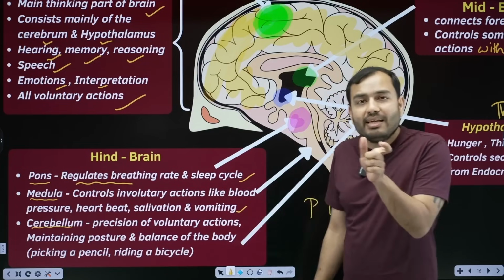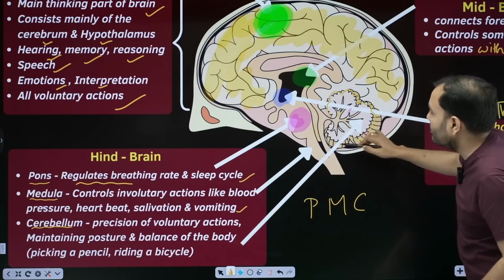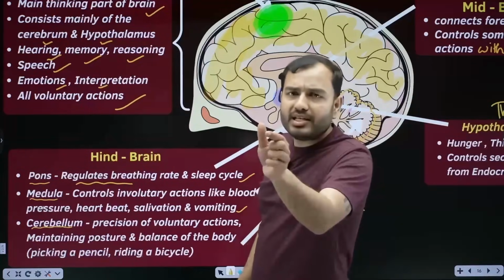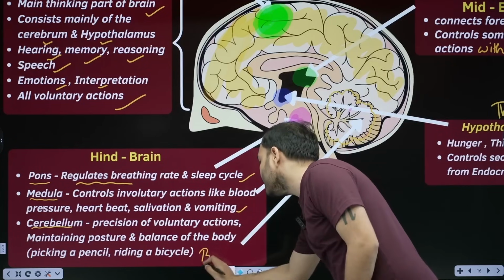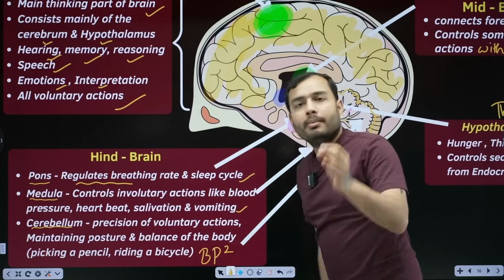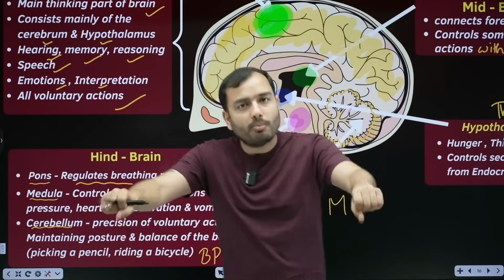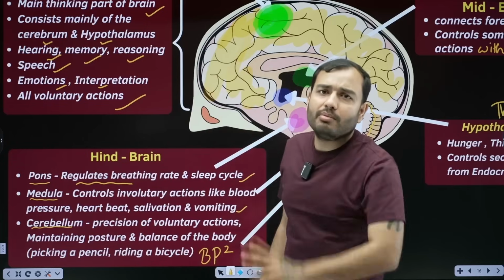The last is the cerebellum. The cerebellum is this cauliflower you see, the thing at the end, also part of the hindbrain. Cerebellum. You see a word in it, bell. Bell brings balance. Its work is BP square. What is the work of the cerebellum? BP square. To maintain balance: riding a cycle, riding a scooter, riding a bike, running, maintain balance. And to work with precision, P.